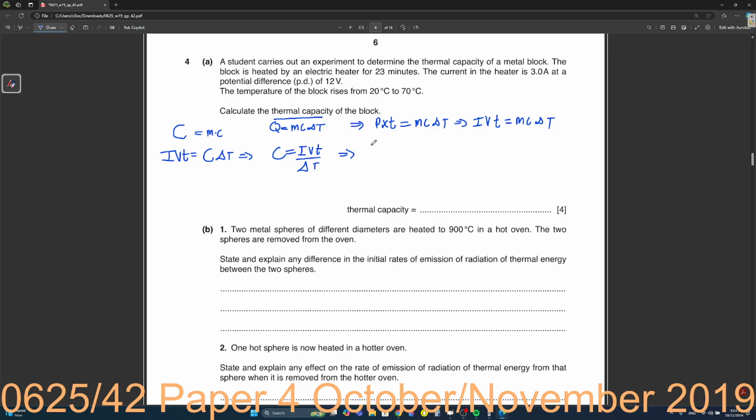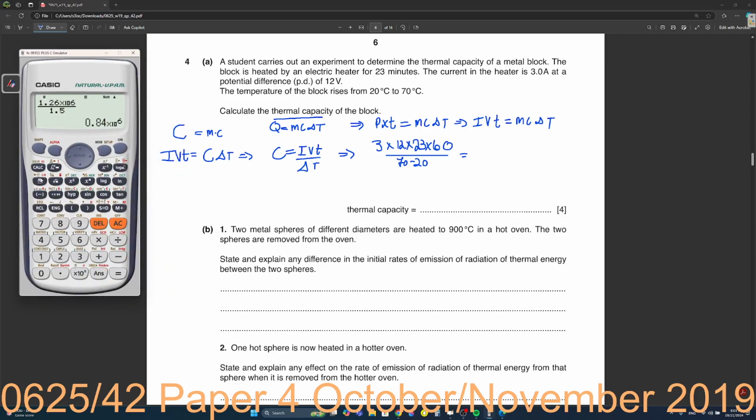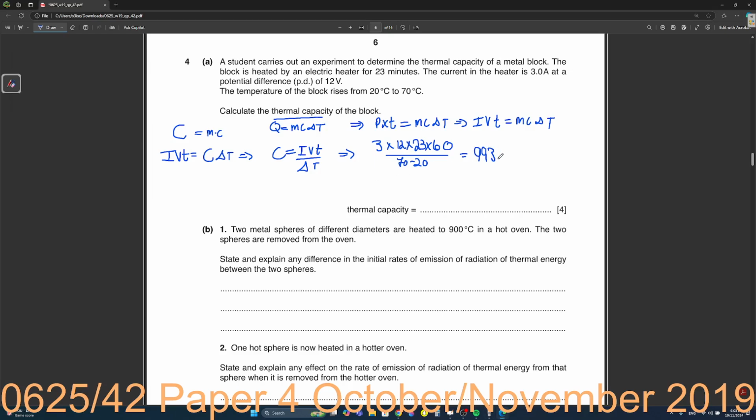So it's going to be equal to the current, 3, times the voltage, 12, times the time, which is 23 minutes. It must be in seconds, so we multiply by 60, over the change in temperature, which is 70 minus 20. It's a 4 mark question. I'm not sure why. So let's put this on our calculator: 3 times 12 times 23 times 60 over 70 minus 20, which is just 50. And we're going to get 993.6.